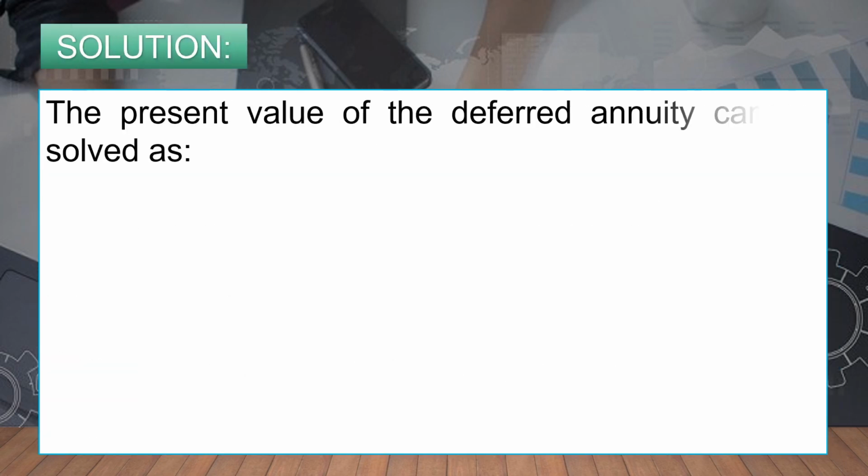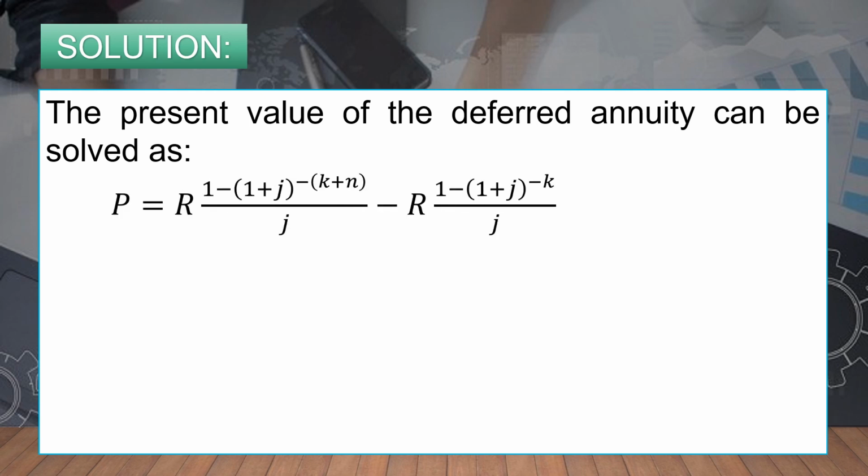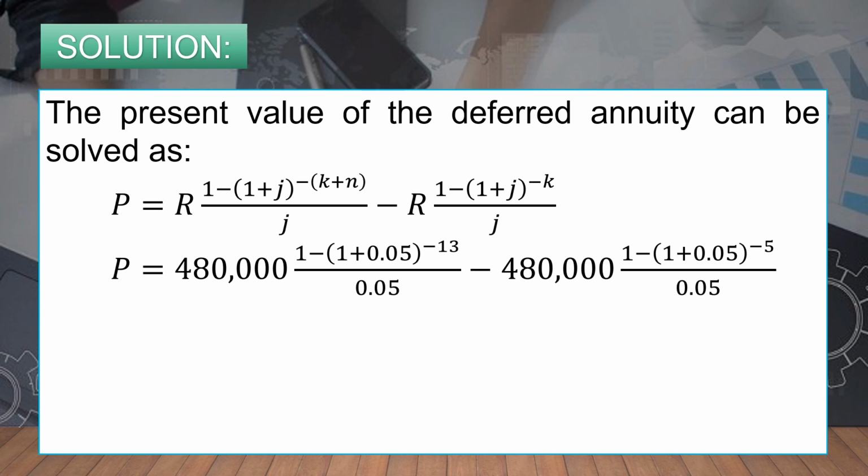After getting the data, we can substitute the given values in the formula of the present value of the deferred annuity. So ito po yung ating formula. Substitute lang po natin yung mga given data. 480,000 pesos, which is R, times 1 minus 1 plus 0.05 raised to the negative 13. So negative 13 is K plus N, which is 8 plus 5, divided by 0.05, minus 480,000 pesos times 1 minus 1 plus 0.05 raised to negative 5, that is the value of K, divided by 0.05.